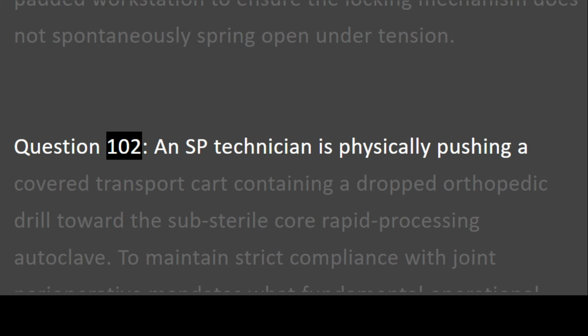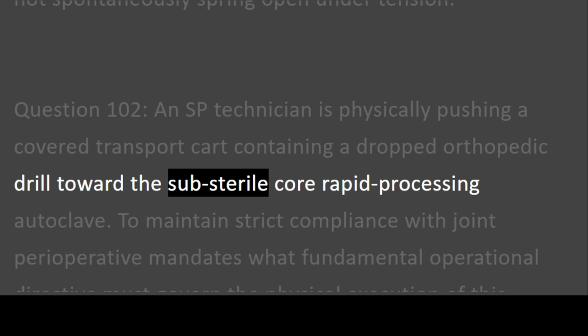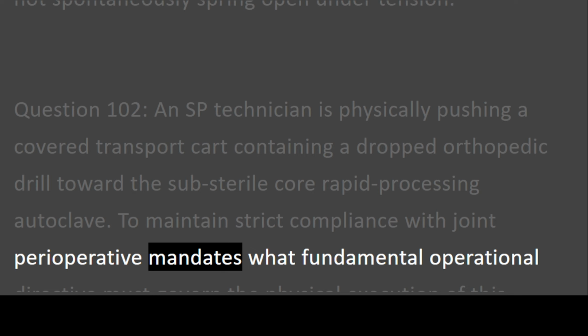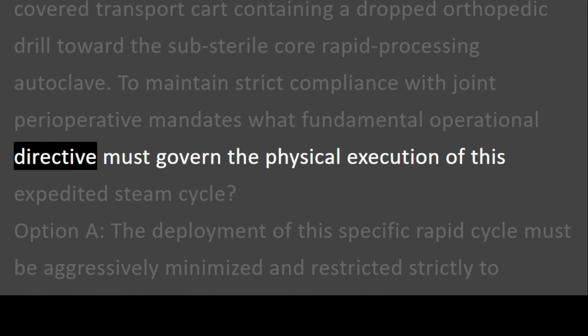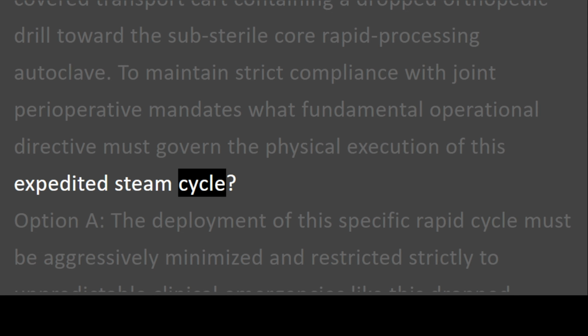Question 102. An SP technician is physically pushing a covered transport cart containing a dropped orthopedic drill toward the substerile core rapid processing autoclave. To maintain strict compliance with joint perioperative mandates, what fundamental operational directive must govern the physical execution of this expedited steam cycle?